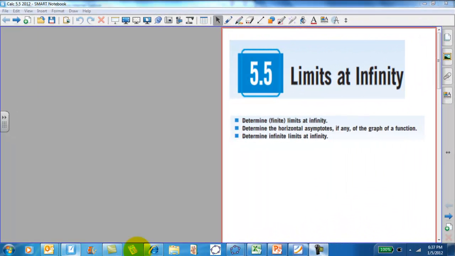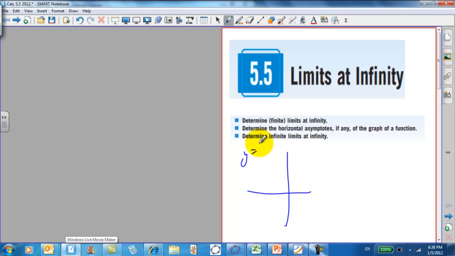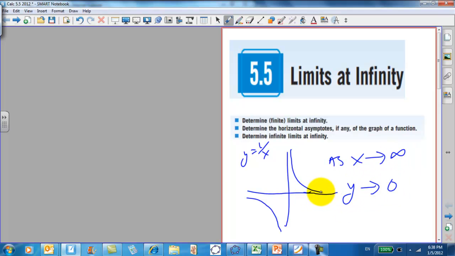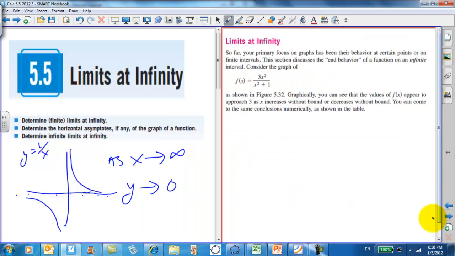Hello Calc students, here we are with limits at infinity. These are things we've done already when we looked at what happens with the graph of something like y equals 1 over x. As x goes to infinity, y approaches 0. We've talked about that as a horizontal asymptote. Now we're going to look at that a little more formally with our definition of limits.